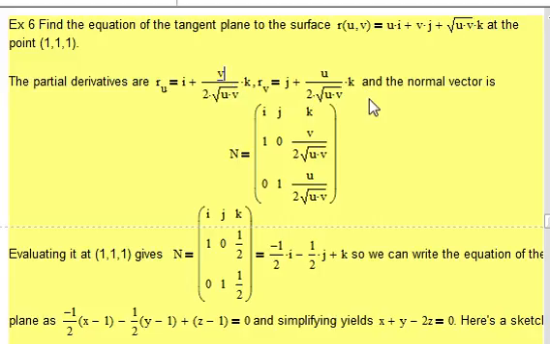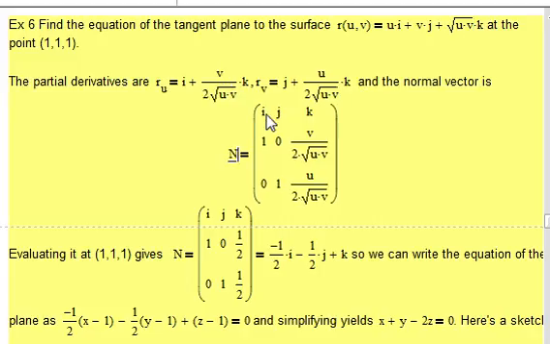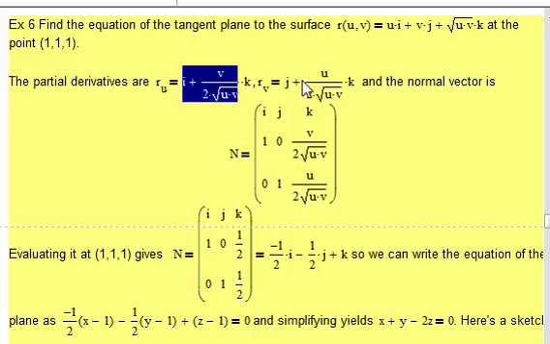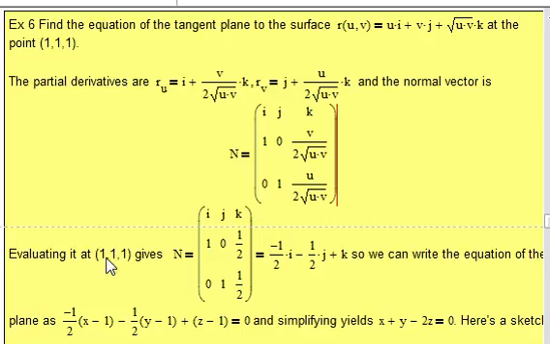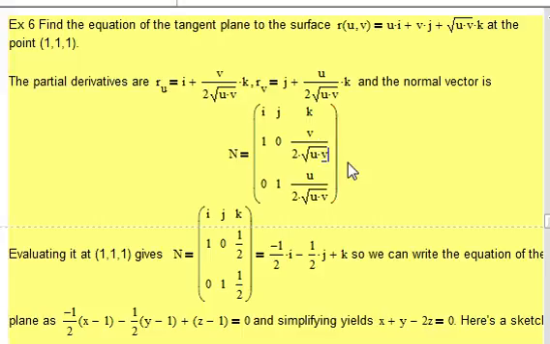So now we need to set up to find our normal vector: i, j, k across the top row, 1, 0, and v over the square root of 2uv, 0, 1, and u over the square root of 2uv. I think you know where I got all this from, right? From here for the second row, from here for the third row. And so evaluating all that at (1, 1, 1), well, okay, we'll put in 1 here. v is 1, u is 1. Well, that's not so bad. That means this is a half.